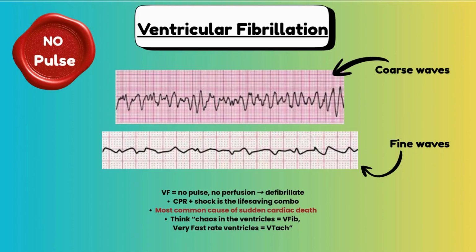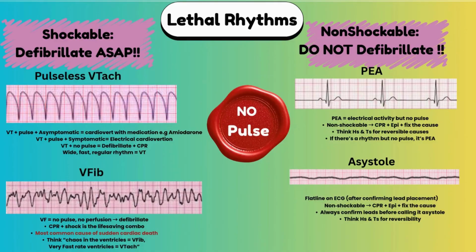Fibrillation is quivering, like I said. It looks like a toddler trying to draw a straight line. Just to straighten things up, we have 4 lethal rhythms. 2 are shockable, that means you need to defibrillate ASAP, and the other 2 are non-shockable, so we do not defibrillate in that case. The 2 shockable rhythms include pulseless VTAC and VFib.